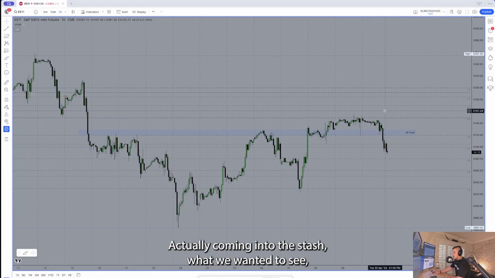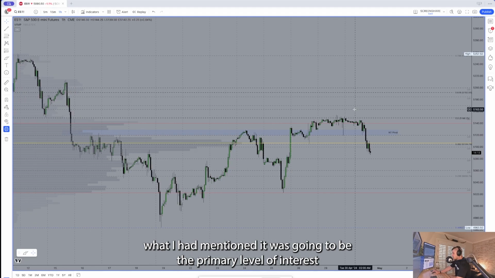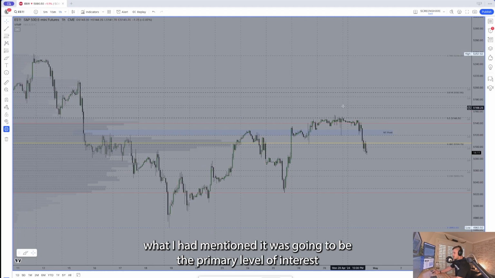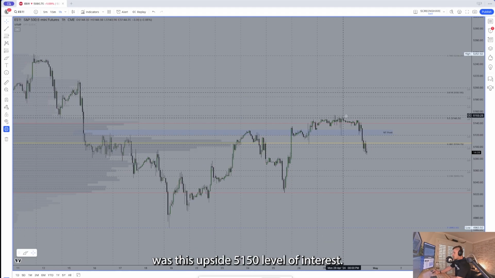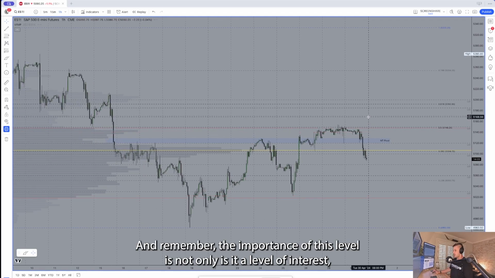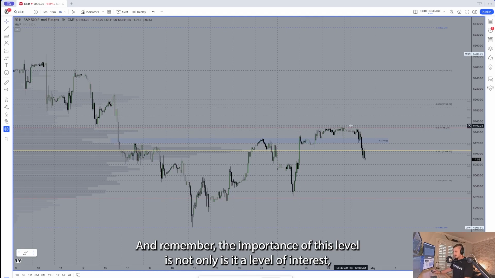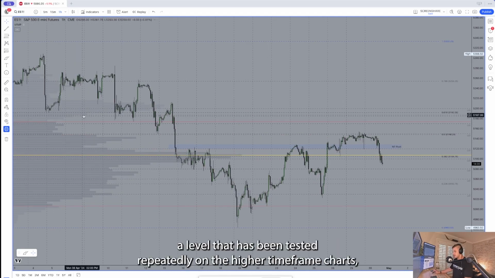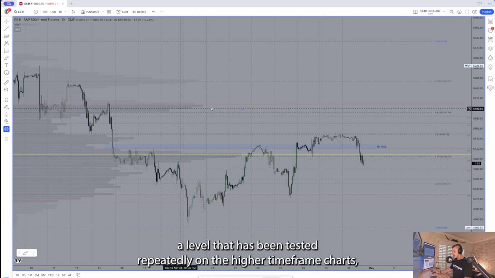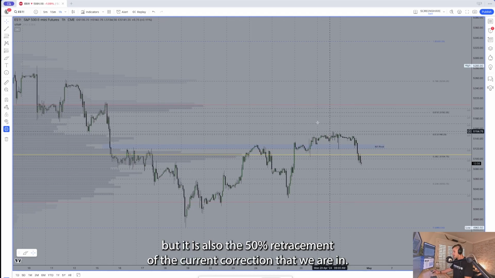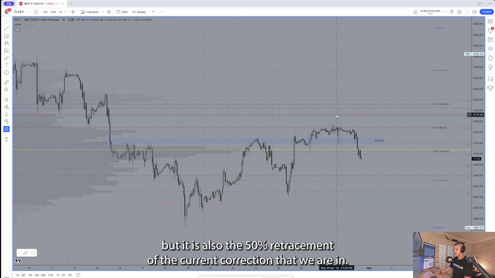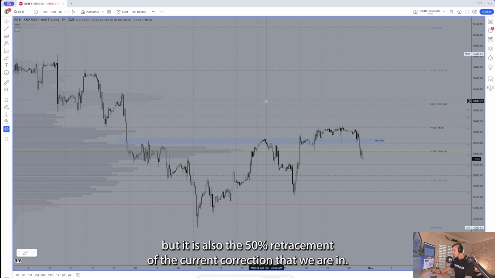Coming into the session, what I had mentioned was going to be the primary level of interest was this upside 5150 level. And remember, the importance of this level is not only that it has been tested repeatedly on the higher time frame charts, but it is also the 50% retracement of the current correction that we are in.